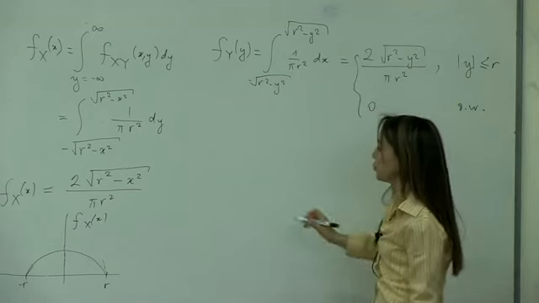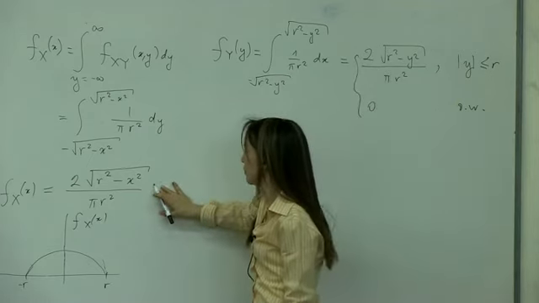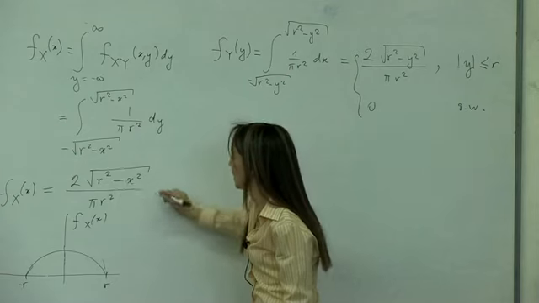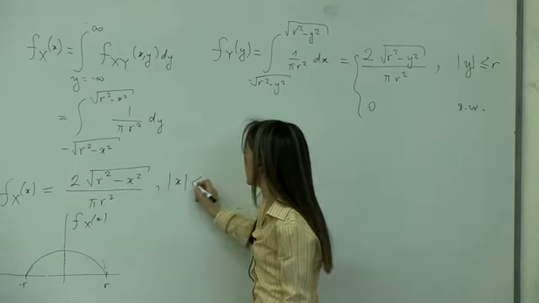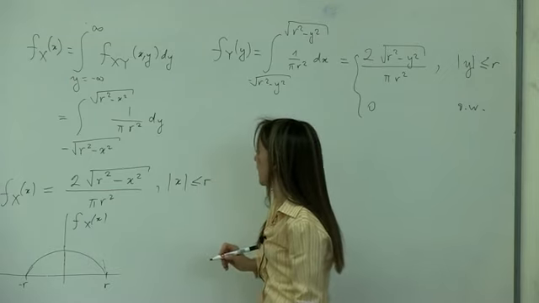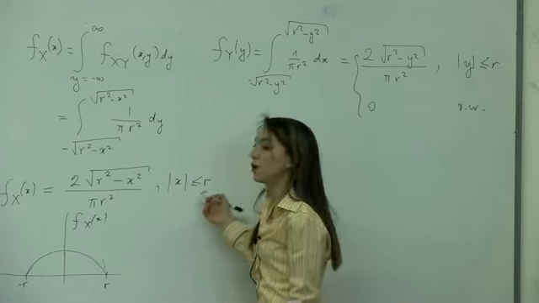Okay. Maybe we should write the range here as well, because we omitted it here. Fx of x is equal to this, provided the magnitude of x is less than or equal to r, and fx of x is 0 otherwise.